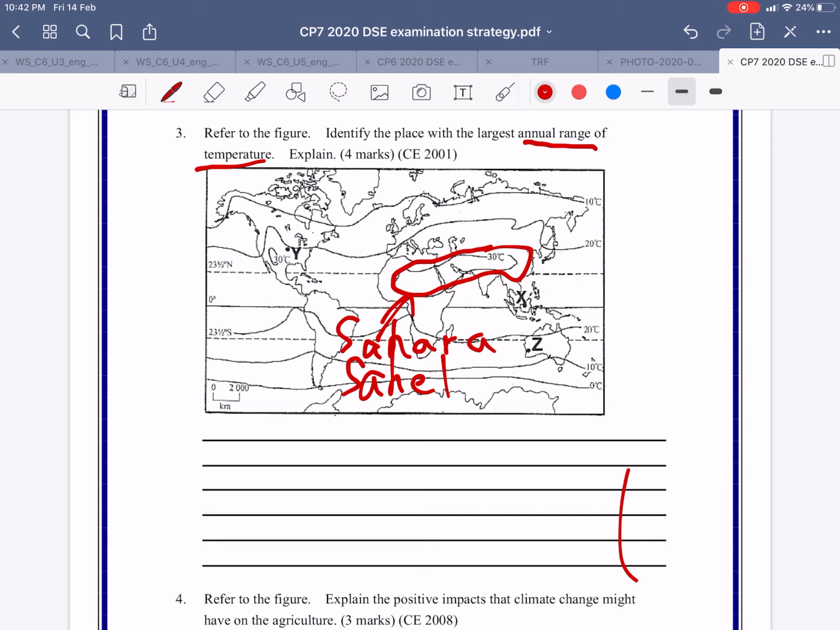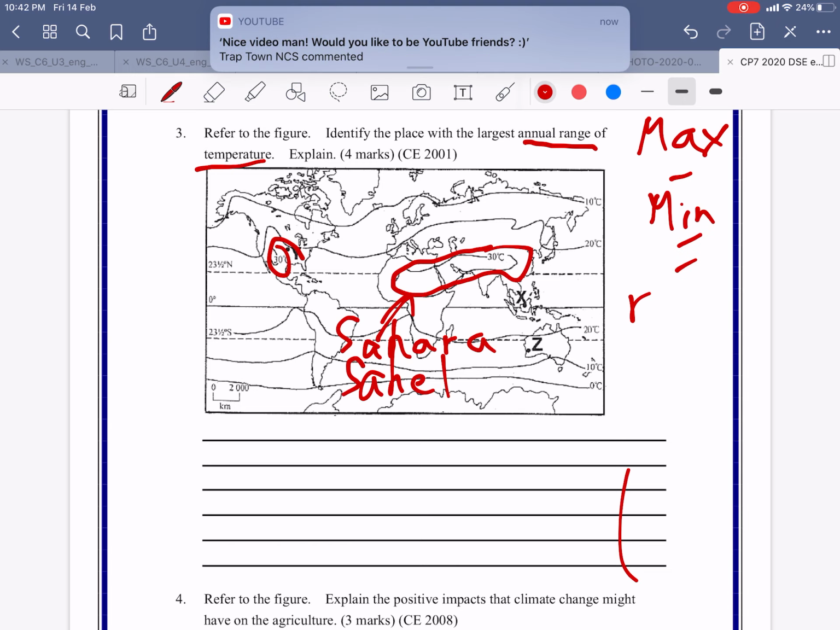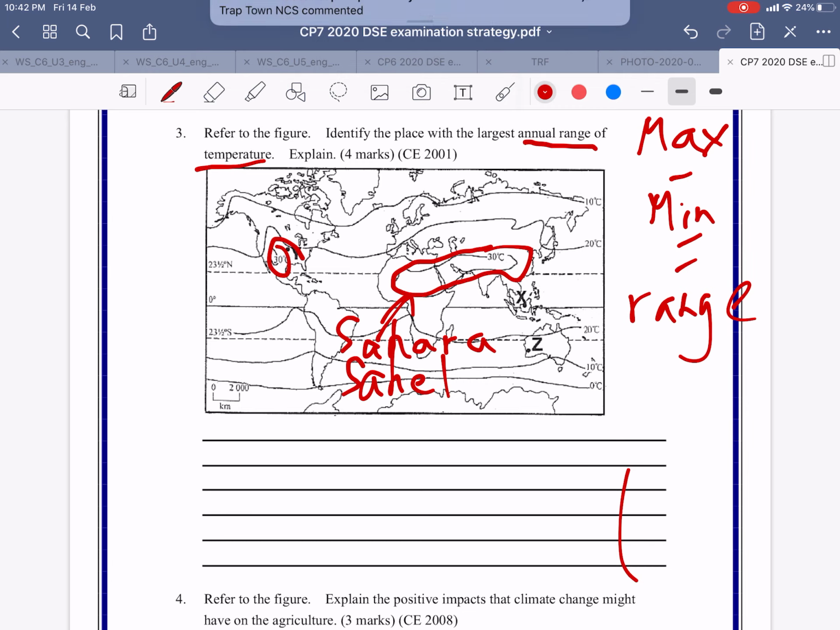And then this having the largest annual range of temperature. What is annual range of temperature? Don't mix up with mean temperature. Bear in mind, it is the maximum temperature minus the minimum temperature equals the range. And then you can see. So where can we find it?